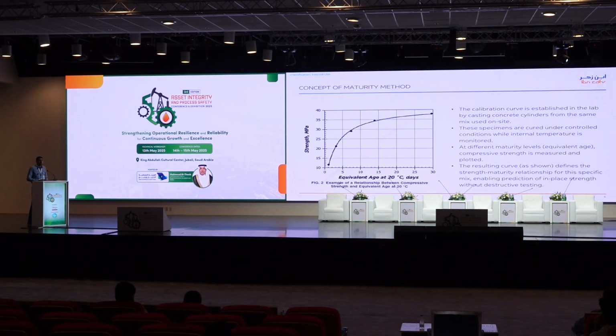The concept of the maturity method depends on the calibration for the concrete mix. The calibration is also done in the lab. We take around 16 to 18 specimens of concrete for the same design mix we will use on site, and measure the temperature and the strength under controlled conditions, to build the relationship between strength, temperature, and time. These values are then utilized to measure the actual strength.